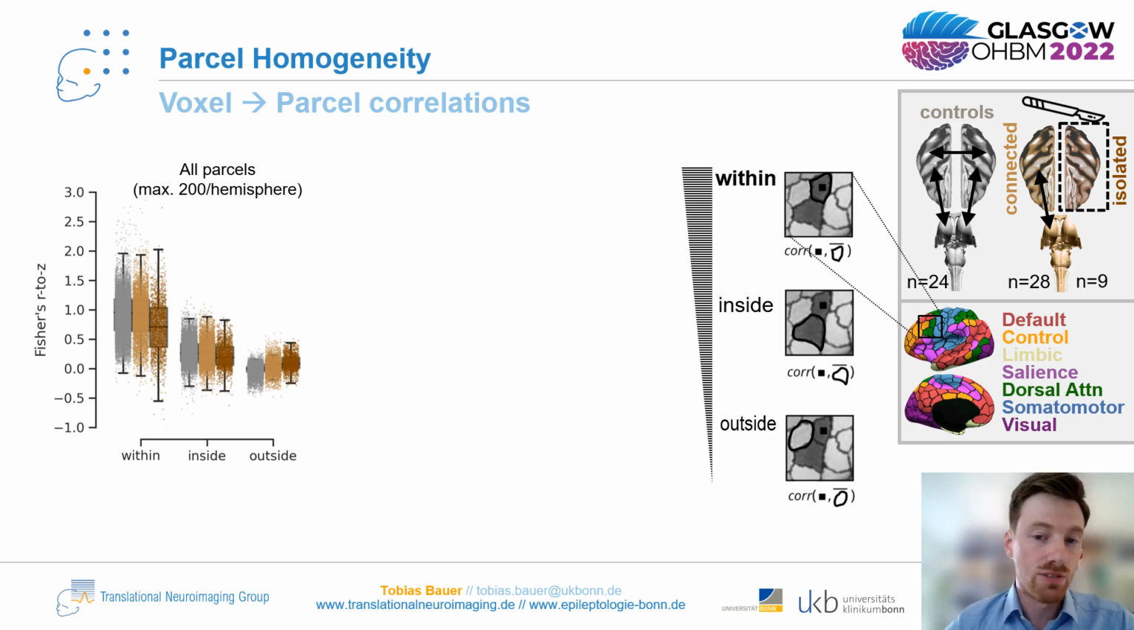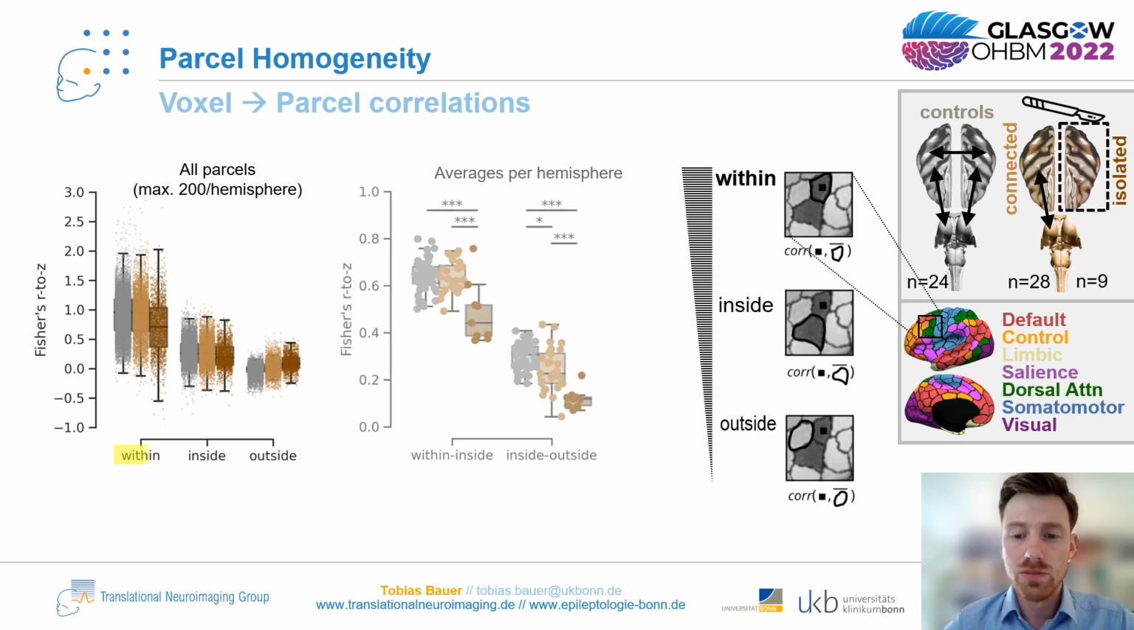So I've drawn this on a graph for all parcels, so approximately or a maximum of 200 parcels per hemisphere. And also at first glance, we see that within seems to be greater than inside or outside in controls, but as well on the connected and isolated hemisphere. To make this even clearer, we calculated the difference between within correlation and inside network correlation and averaged this across all hemispheres and see that this is greater than 0 for the isolated and connected hemispheres.